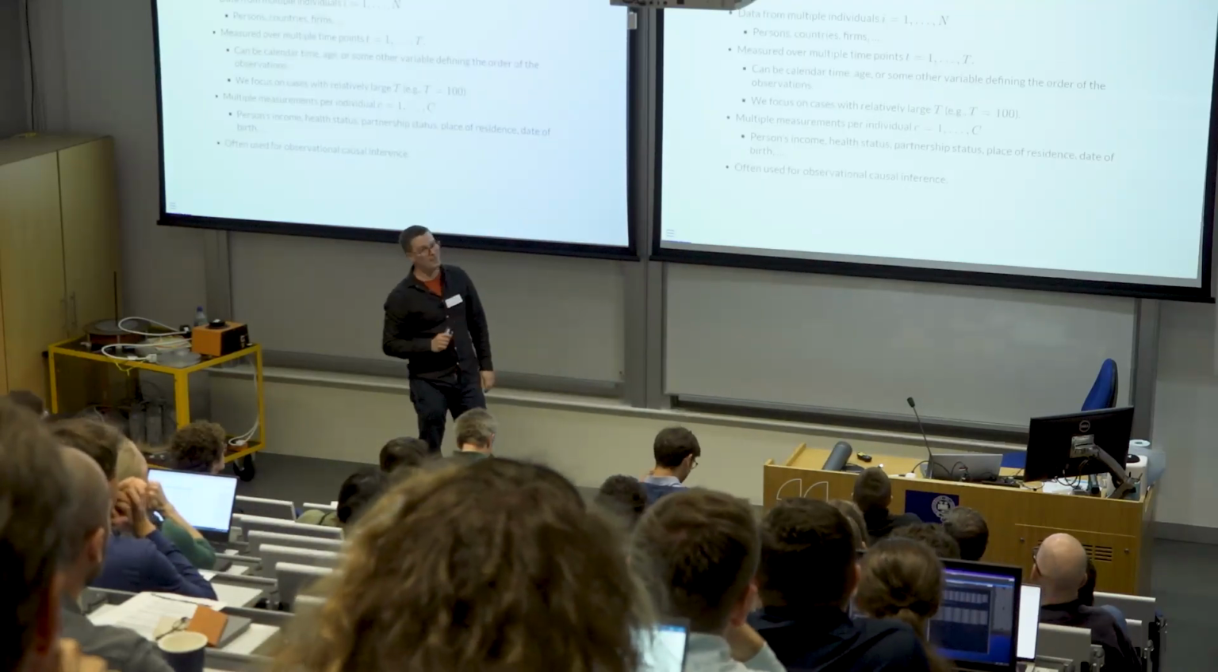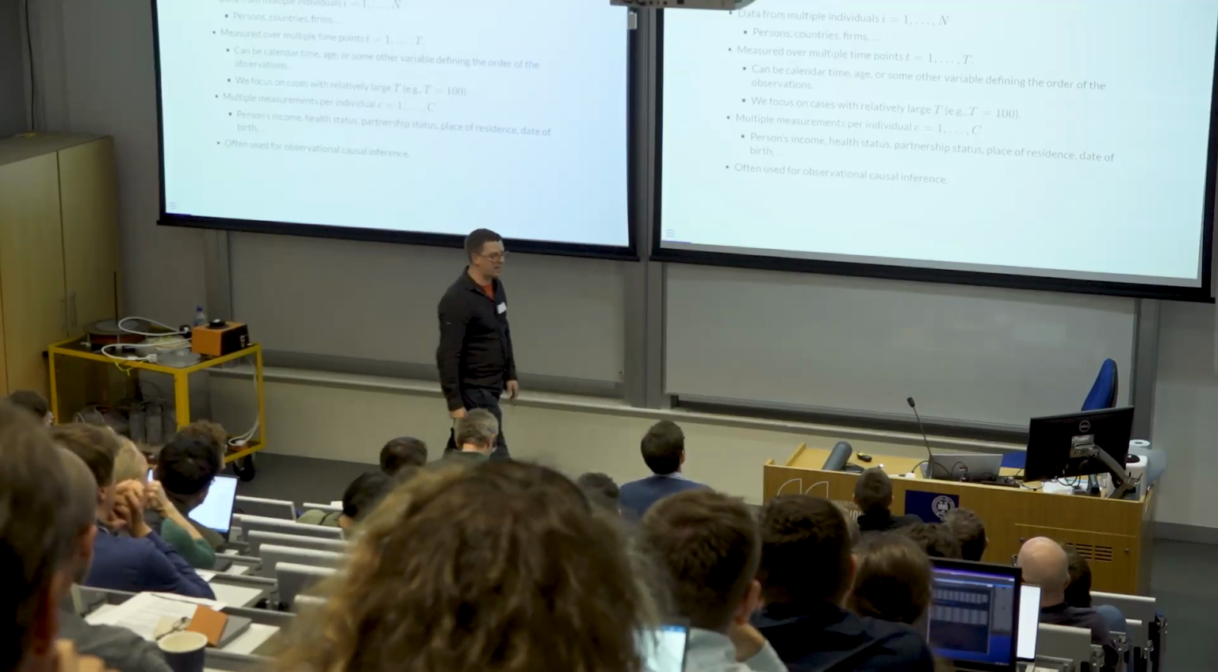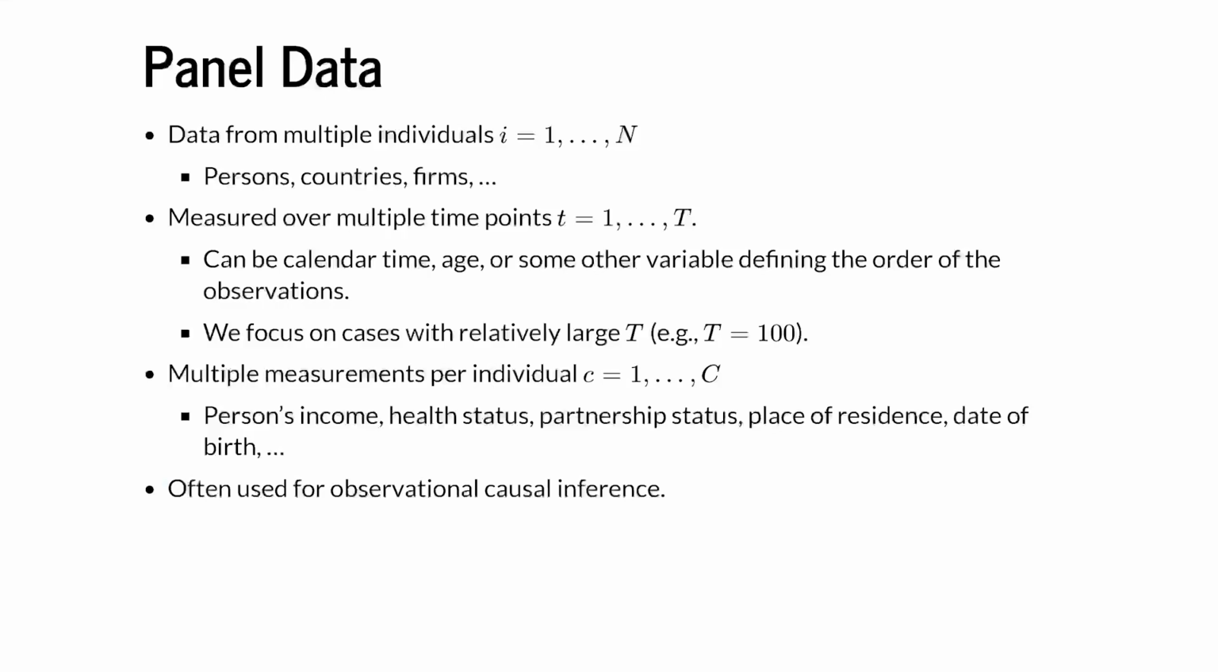Yeah, so what is panel data? Well, basically we have data from n individuals. They could be persons or countries or firms or whatever, and we have multiple measurements over time for these persons. And here time can be thought of as a calendar time, like month or year, or it could be the age of the person, or basically any other variable which somehow defines the ordering of these observations for each individual.